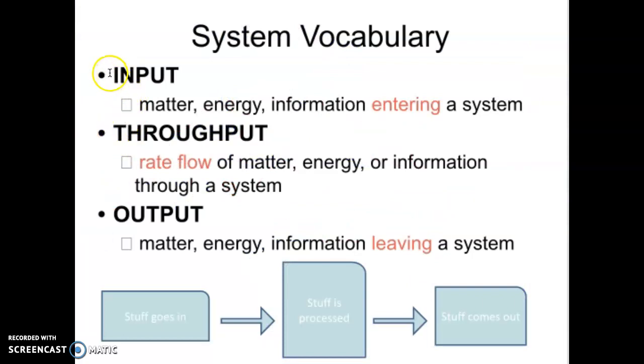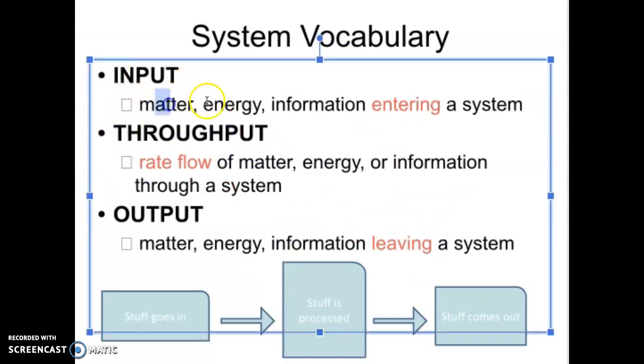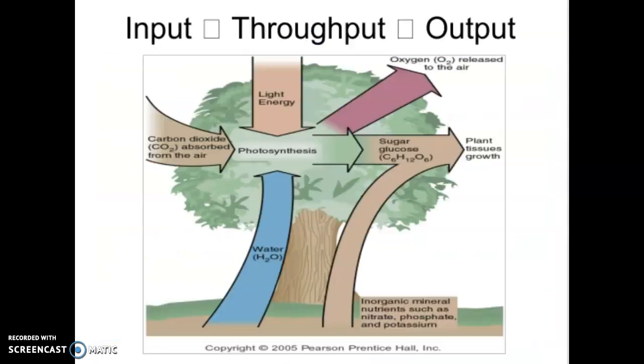So let's try to simplify this system. We put input like matter and energy. These are the inputs entering the system. And then there's the flow of matter, energy, or information in the system. And then we get the output, which is what is leaving the system. So let's give an example here. This is our system, this tree. We will study the input, throughput, and output. What is input here? The water is an input for our tree system. Also, the carbon dioxide from the air is an input.